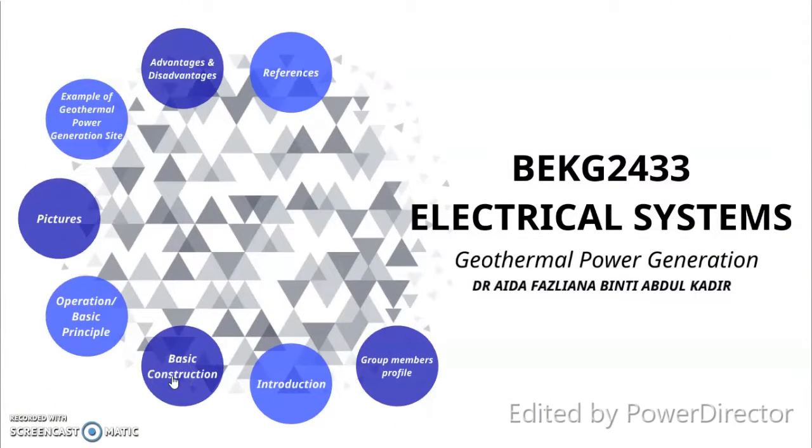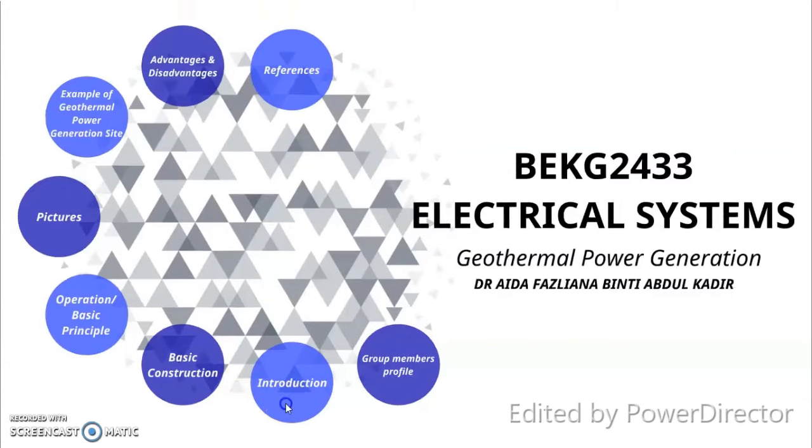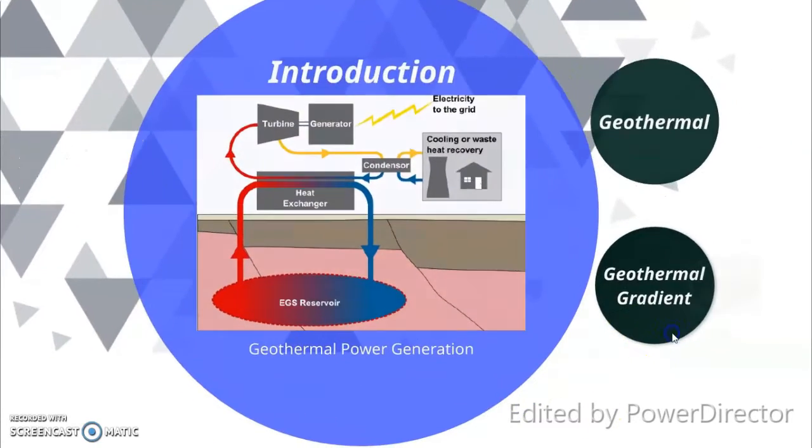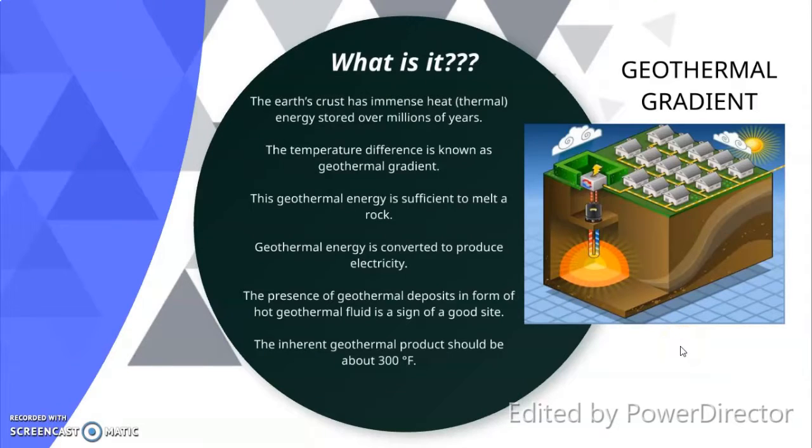Good day everyone, my name is Dalveen and today I will talk about the introduction for part 2, which is geothermal gradient. So what is geothermal gradient? The Earth's crust has immense heat, which is thermal energy stored over millions of years. There exists a huge temperature difference between the Earth's crust and the surface. This temperature difference is known as geothermal gradient. This geothermal energy is sufficient to melt a rock. The molten rock, called magma, at times erupts through cracks on Earth's surface. These are the phenomena of volcanoes.